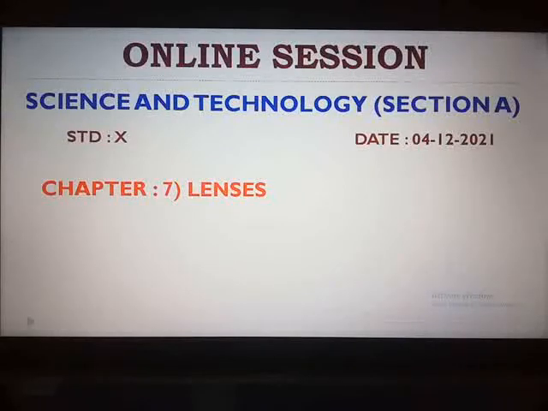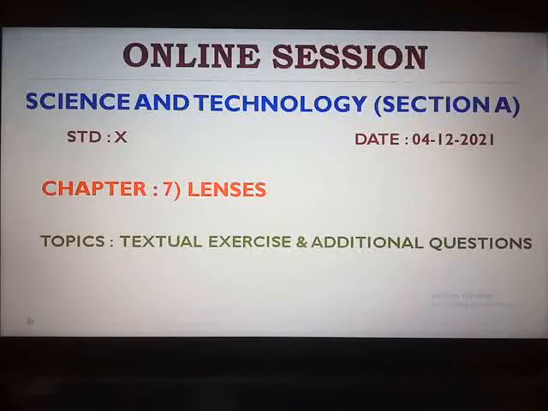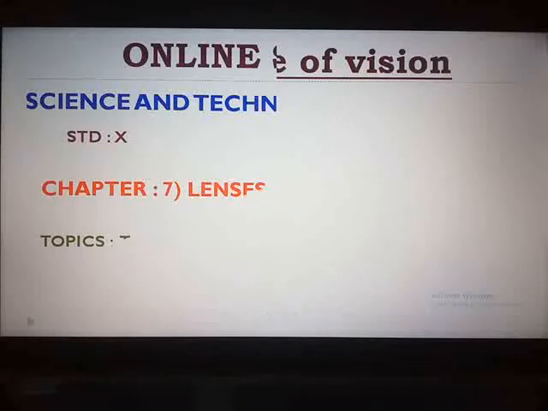We have completed up to the uses of concave and convex lenses. The small topic that remains is the persistence of vision, which we will complete, and then we will begin with the discussion of the textual exercise, additional questions and numerical examples. So I request all of you to be present with your textbooks and a pen in your hands. Let us begin with our first topic, persistence of vision.